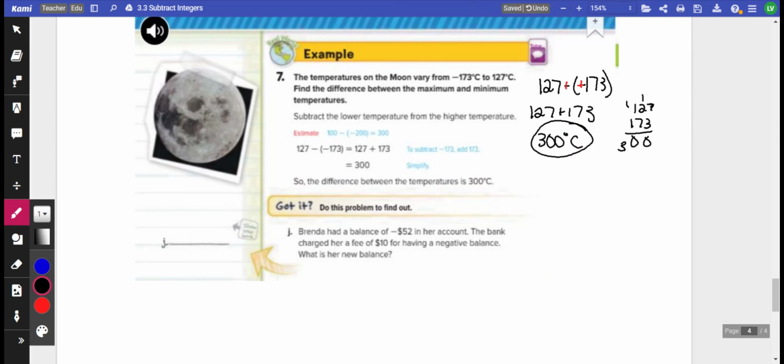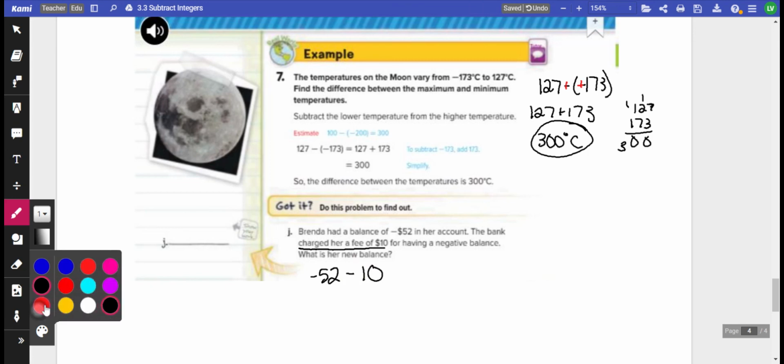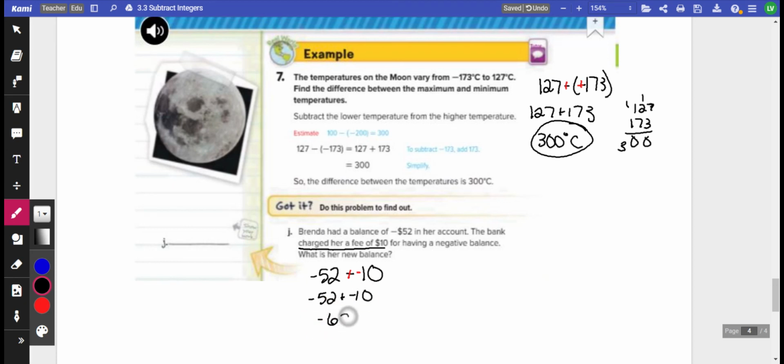So let's try letter J. Brenda has a balance of negative $52 in her account. The bank charged her a fee of $10 for having a negative balance. What's her new balance? All right, well, if she is at negative 52 and the bank charged her a fee for $10, well, a fee means that they're taking away another 10. So there's subtraction. So let's do the additive inverse and making that adding a negative 10. So negative 52 plus negative 10 becomes negative 62. So her new balance is negative $62.